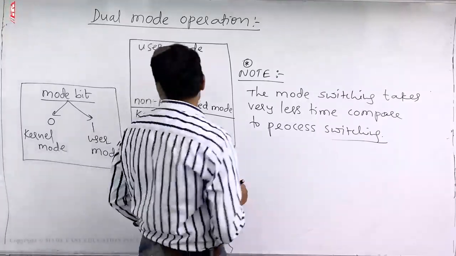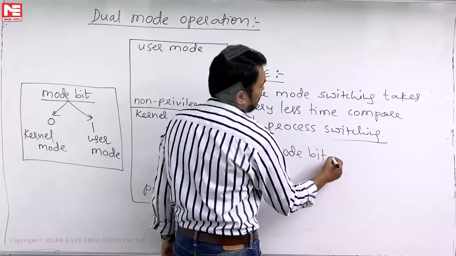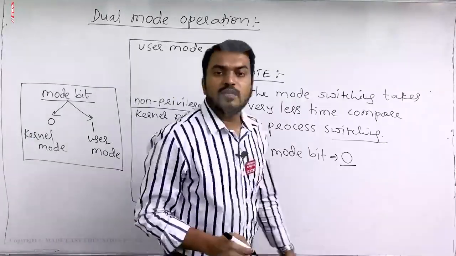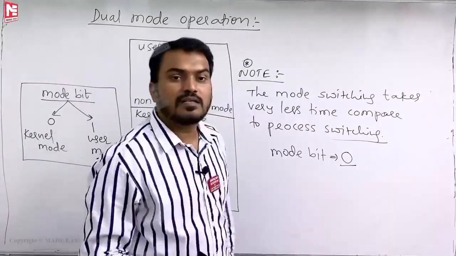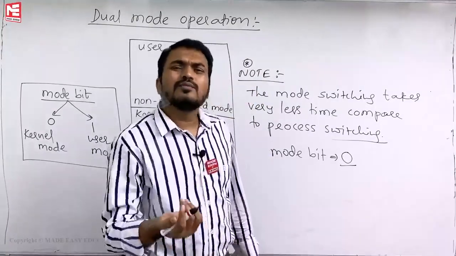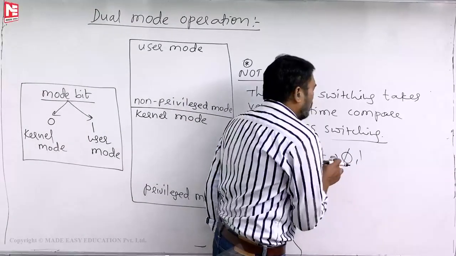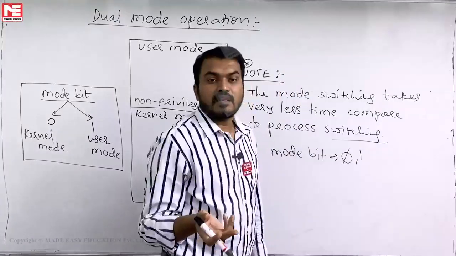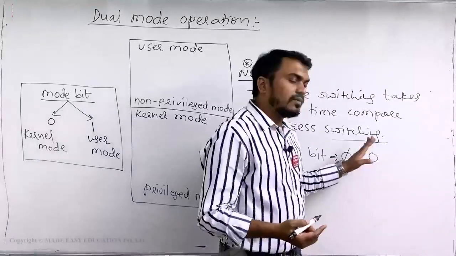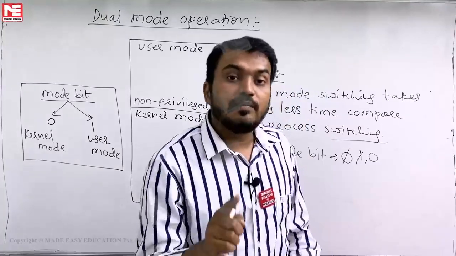See, what is the meaning of mode switch? Initially the mode bit will be 0, because initially the system always starts only in the kernel mode. If you want to switch from kernel mode to user mode, what you need to update is only the mode bit. If you update from 0 to 1, you are switching from kernel mode to user mode. If you change it from 1 to 0, you are switching from user mode back to kernel mode. So mode switching takes very, very less time compared to process switching.